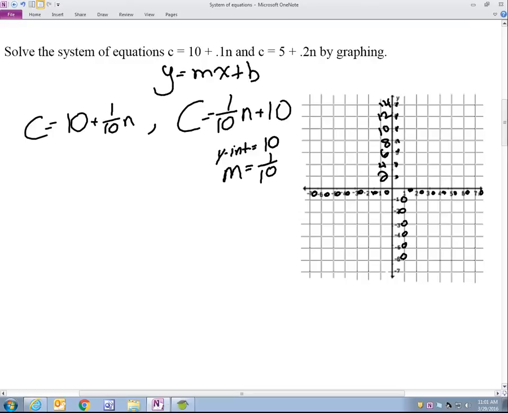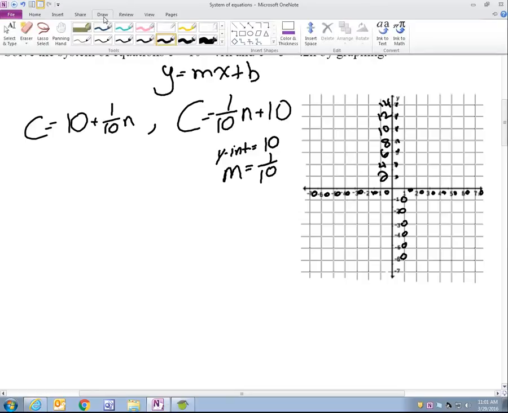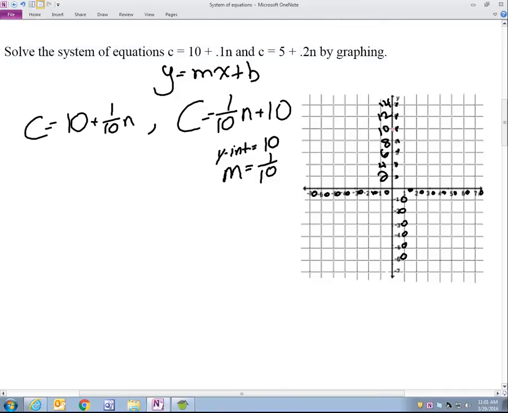Okay, so now we have the y-intercept is 10. Third time's a charm. I'm going to change the color. And I'm going to go up 1 over 10. So up 1 over 10, up 1 over 10, up 1 over 10. I'm just doing it to show you guys how many is happening with that. Because it's rise, which is 1, over run, which is 10.